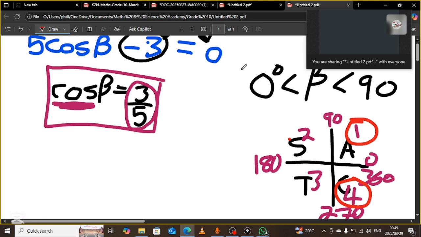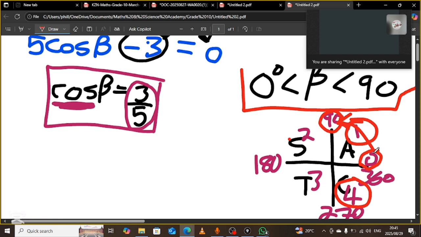Now we are going to look at the statement. That's step number 2. The statement says 0 is less than beta and beta is less than 90, meaning the interval moves from 0 degrees to 90 degrees. When measuring angles, we move anti-clockwise. From 0 degrees to 90 degrees, that is the first quadrant, so we are going to use the first quadrant.